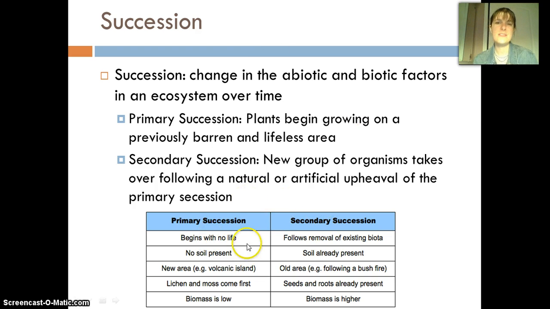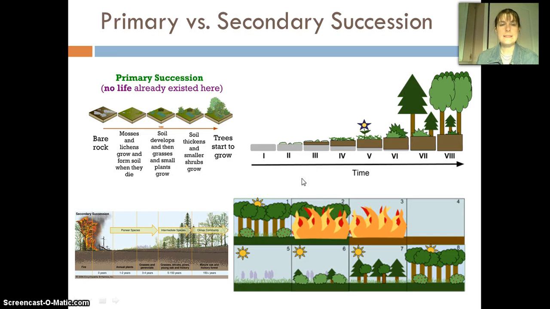If we compare these two things, primary succession begins with no life, there's no soil present, it's in a new area like a new island. This is happening a lot in parts of Hawaii. Lichen and moss come first and biomass is low. Secondary succession is going to be opposite of that, but still starting from the beginning. Let's look at just a couple examples.